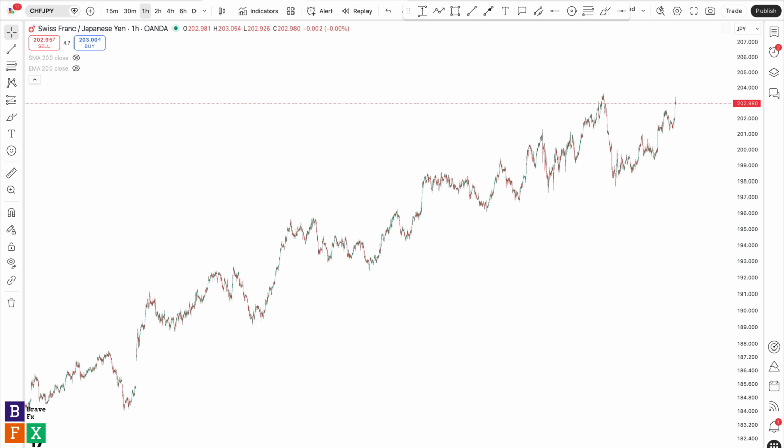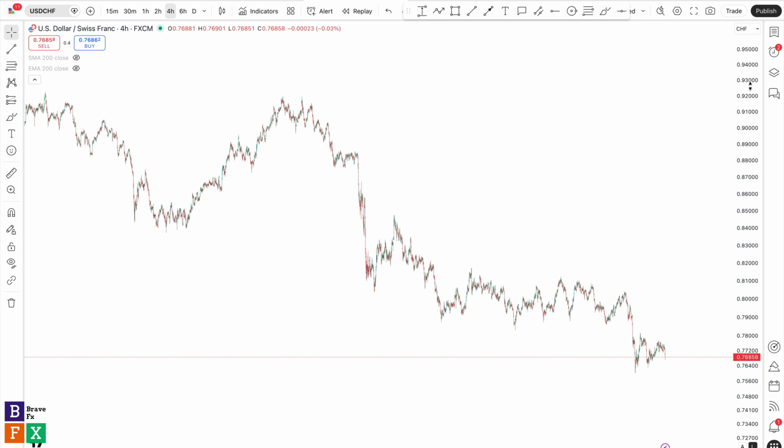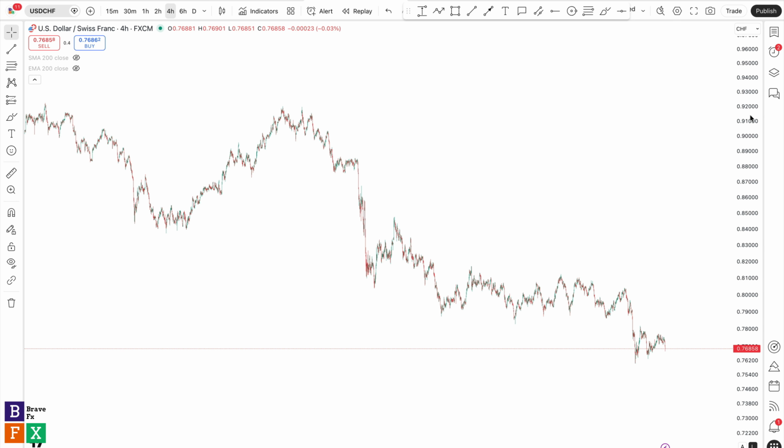Another one over here, USD CHF. What does this tell you? It tells you that the price is going down. So your primary objective when you open a chart like this should be looking for opportunities to go short. But most traders, when they open their charts, just go long or go short on whatever the candle says, without understanding what the market is saying.